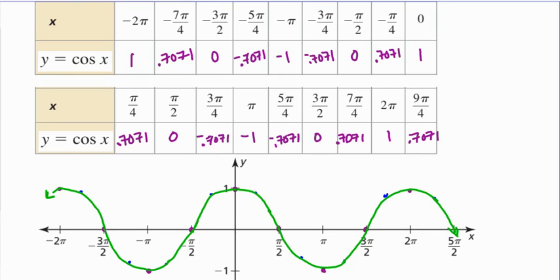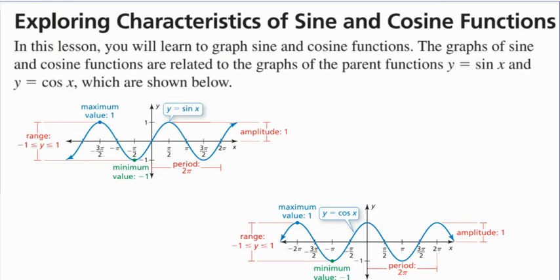Okay, so let's talk about some key characteristics and differences in our two functions. Okay, we have our sine function. Sine of x contains this point 0, 0. As the parent function, sine has the point 0, 0. Whereas for cosine, the parent function, when x is 0, y is 1, right? So that's a key difference to notice.